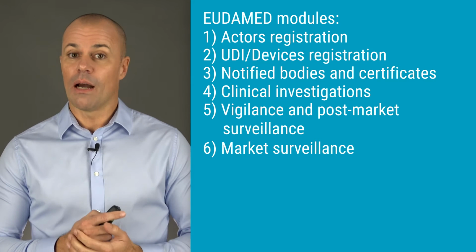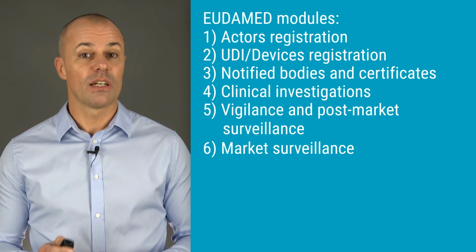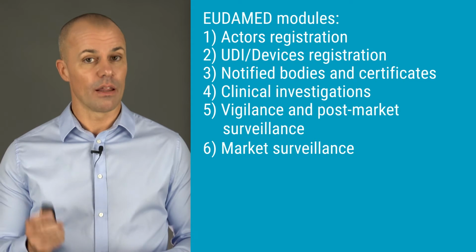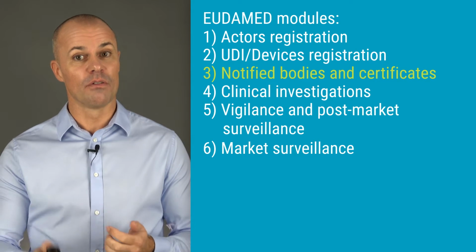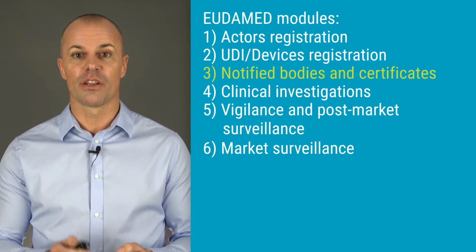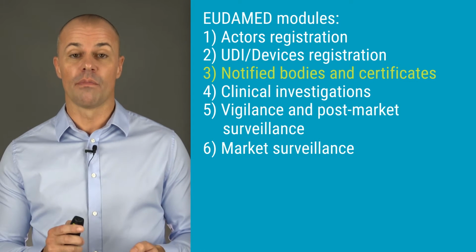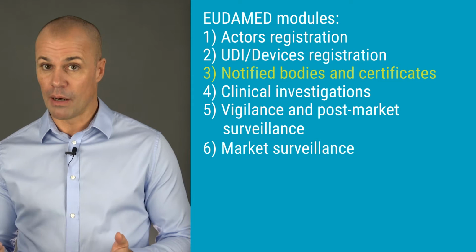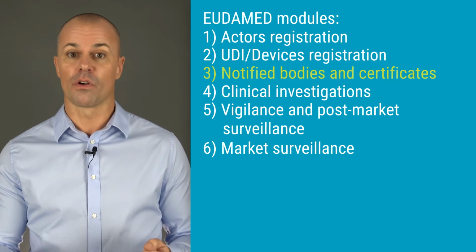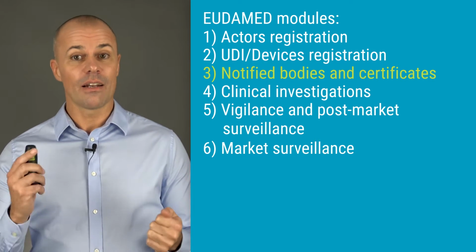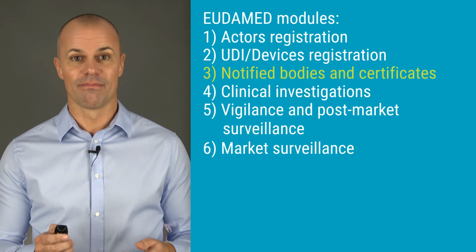In this video, I will focus on module 1 and 2, but first, let me just describe the purpose of the other 4 modules. Module 3 in this list will mostly be used by the Commission, the competent authorities and the notified bodies, but parts of this module will be available to the public, like the actual certificates issued by the notified bodies for conformity assessment. And also this is where the SSCP will be found.